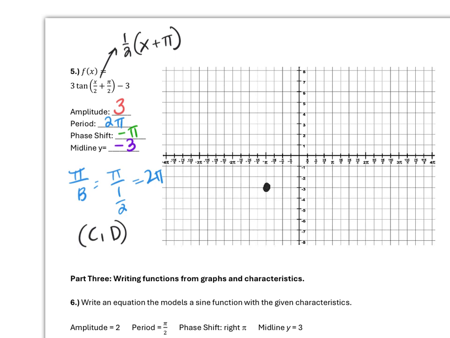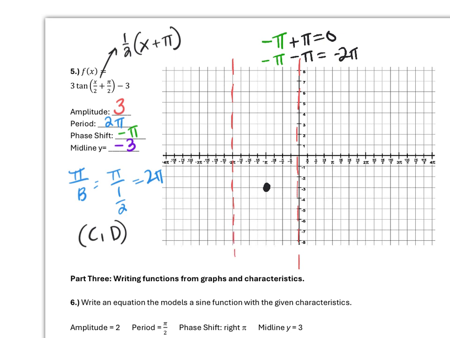And then I can find my asymptotes by adding half a period to each side of that. So half a period, 2 pi divided by 2, is just pi. We take that midpoint, the phase shift, and we're starting at negative pi. Then we add half a period, which is pi. That gives us our first asymptote at 0. So we can sketch that in. We can find our other asymptote by starting at that phase shift and subtracting half a period, which gives us negative 2 pi. So that's where we'll graph our second asymptote.